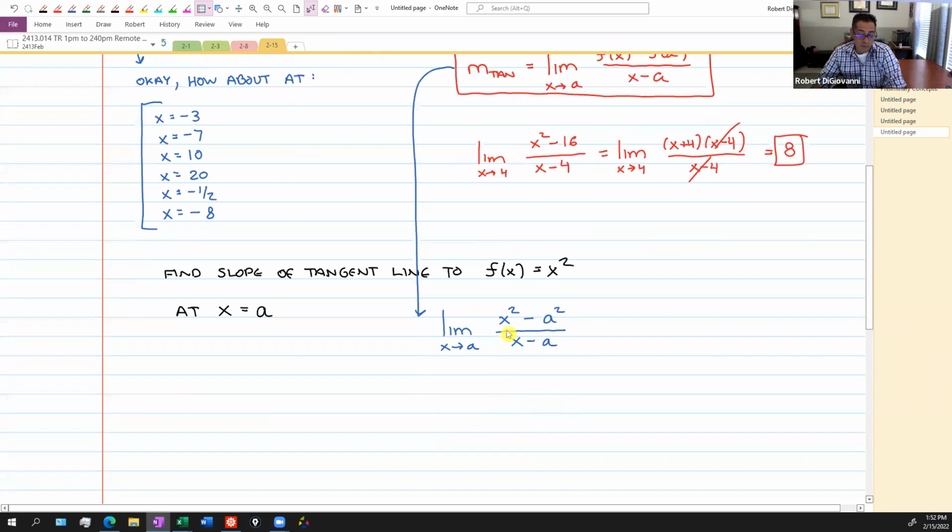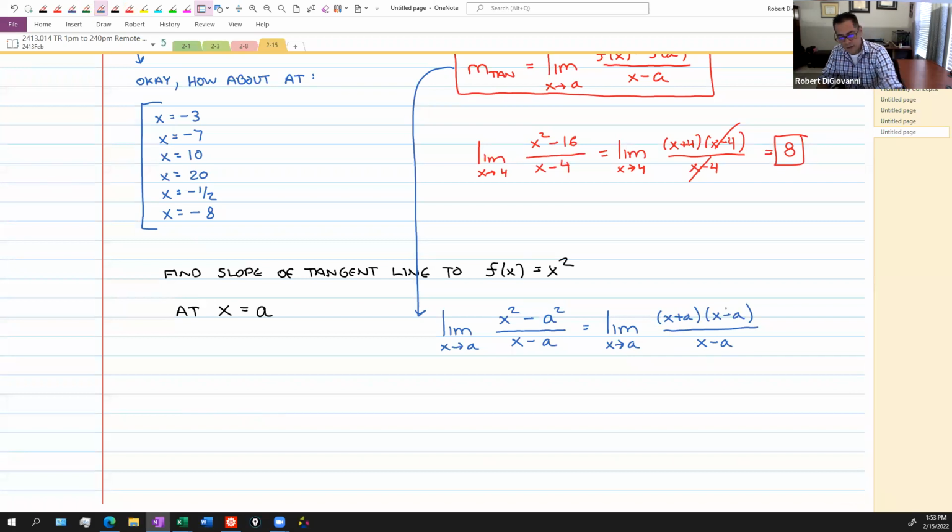And now this, if we look at this and I now let x become a, right? If I let this x become a, I would get 0 over 0, but that's okay. I'm still going to do algebra right now. I'm going to realize that the numerator is a difference of squares. It's x plus a, x minus a over x minus a. The x minus a's cancel.